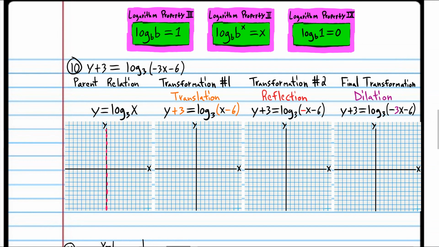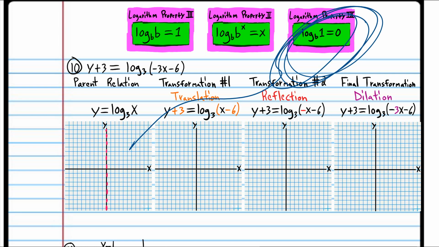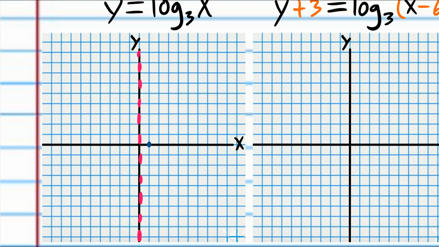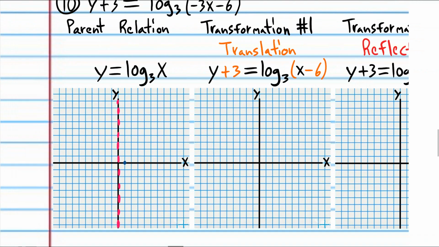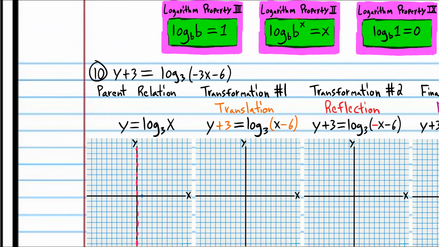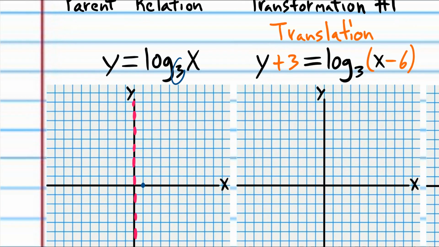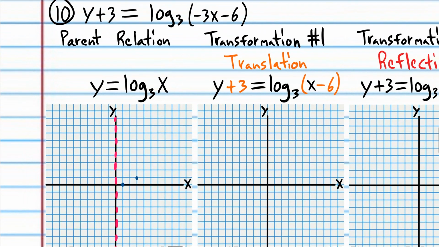And logarithm property 9 up here tells us that if you plug in 1, you get 0. So 1, 0 is going to be a point that we're going to mark there. And if we plug in 3, logarithm property 3 tells us if we plug in a number that's the same as this number here, then we get a logarithm value of 1. So we're going to count 1, 2, 3, and then up 1. So we have that point there.